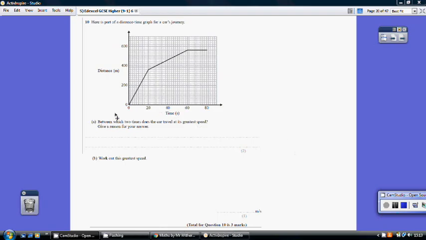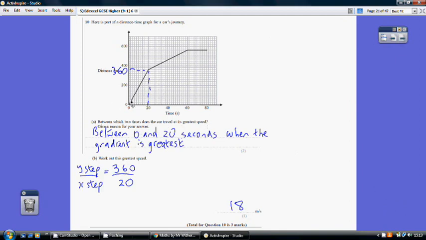Question 10. So between which times does the car travel at its greatest speed? Well, it's travelling at its greatest speed when we have the greatest slope, the greatest gradient, and that is between 0 and 20. We can see it's steepest here compared to here and where it's flat up there.